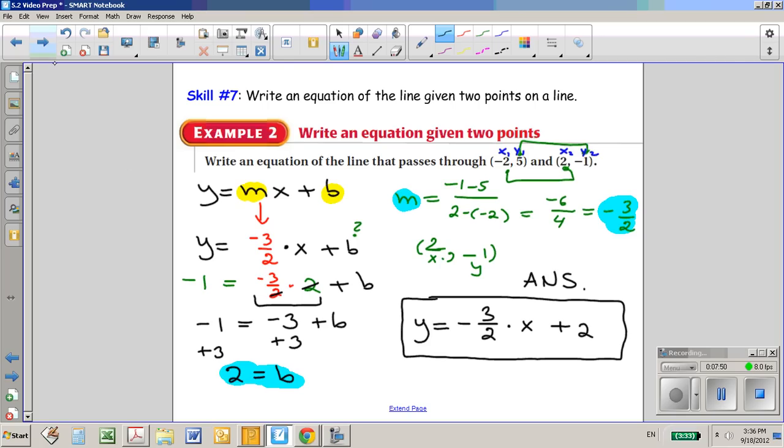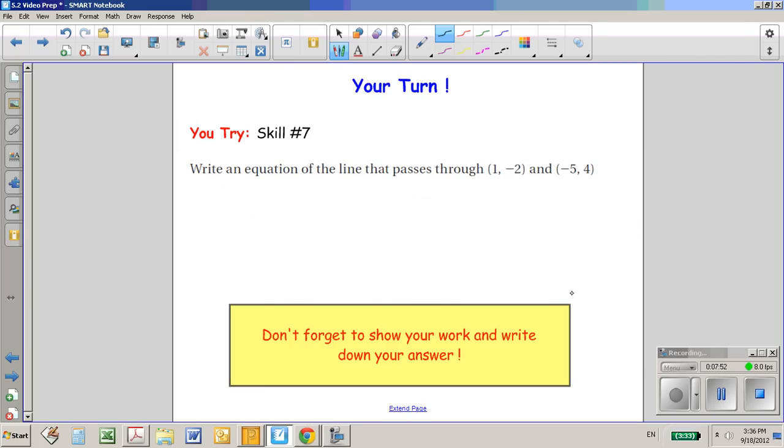Alright, so now it's your turn, so here is your try example, and make sure you work it out, show all the work, and good luck.